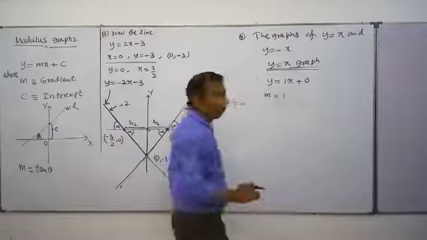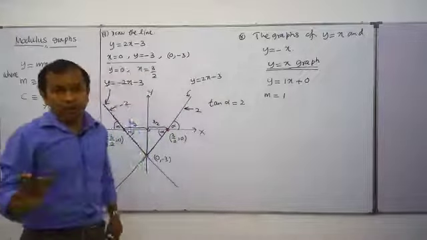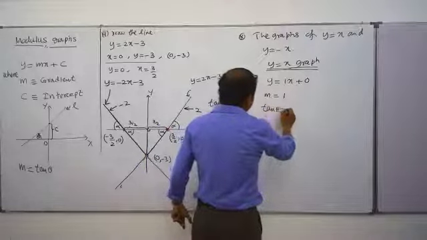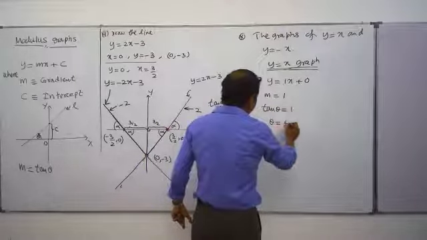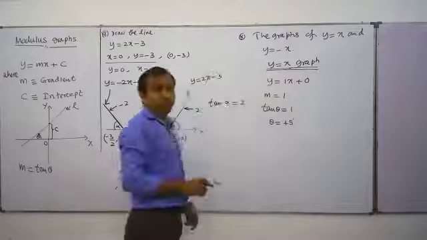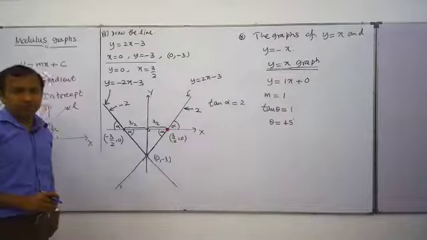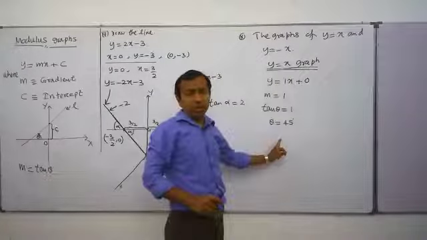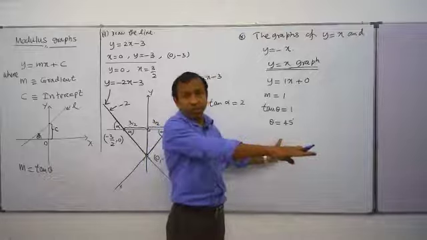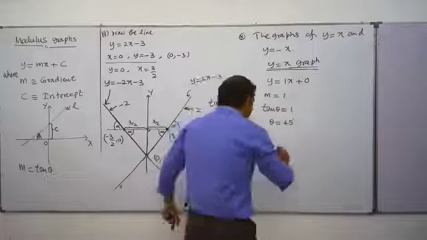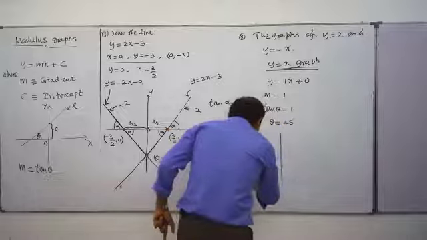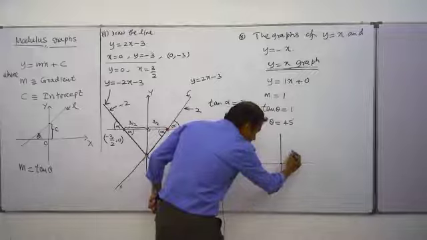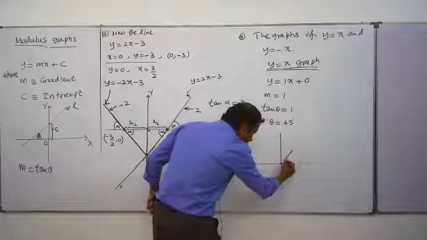M equals 1. Gradient is 1, that means tan theta is 1. Then theta is 45. Therefore this line passes through the origin, making an angle of 45 with the x-axis on the right, because the gradient is positive. That line is this.